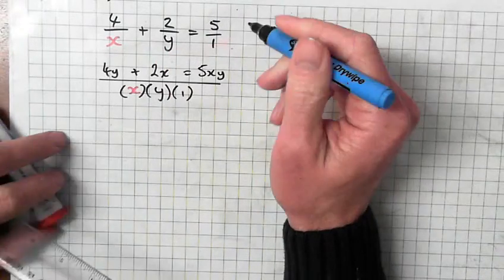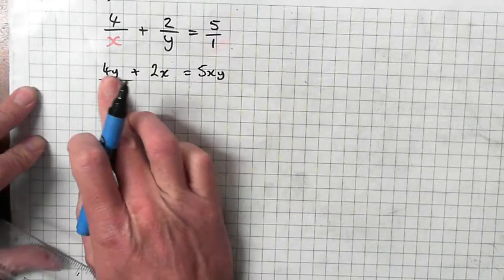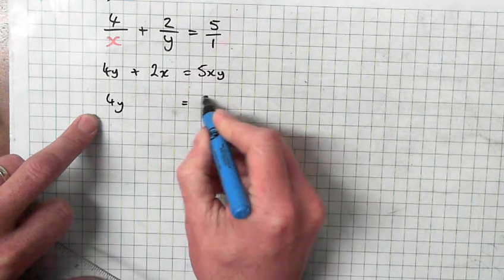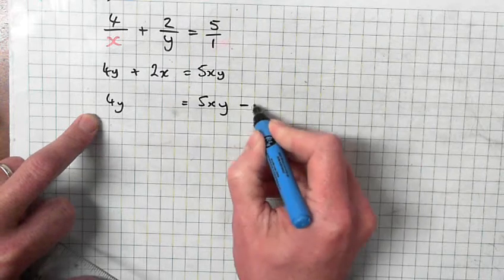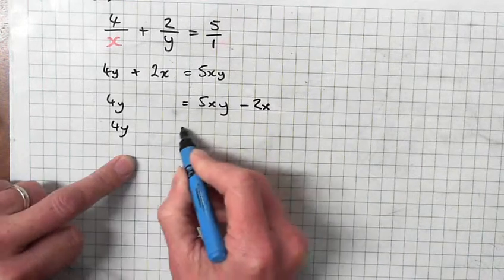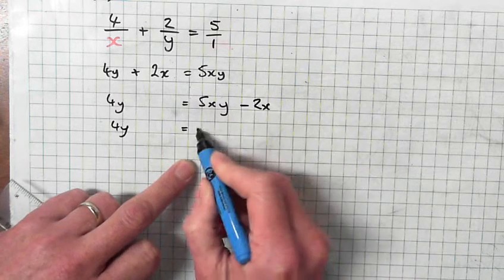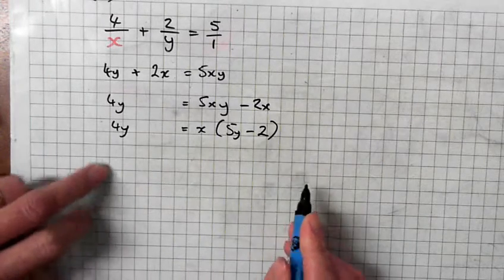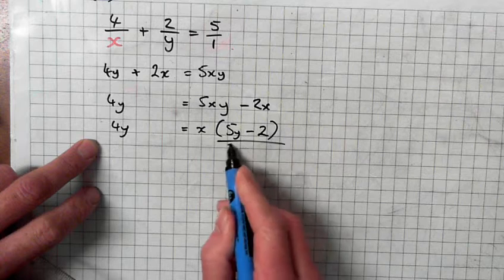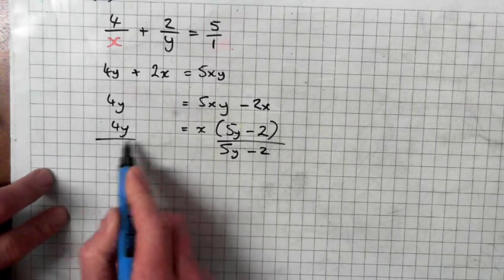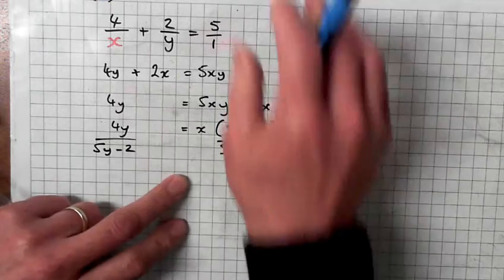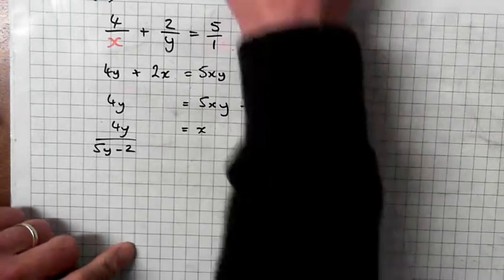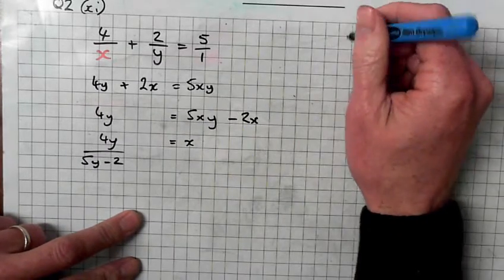5XY. X is the subject, that means that X is the thing that you want to keep on the left hand side. So move that X over there. 5XY minus 2X. And then we do factorizing. We take an X out of both of them. X times 5Y minus 2. Alright, and now we divide both sides. This is the thing we want to get rid of, so divide both sides by that. 5Y minus 2 divided by 5Y minus 2. That's the answer.